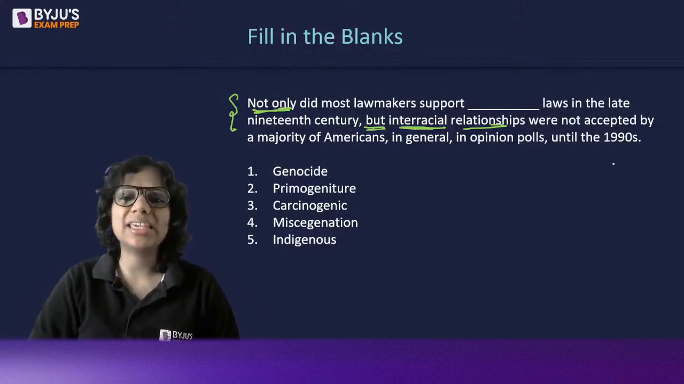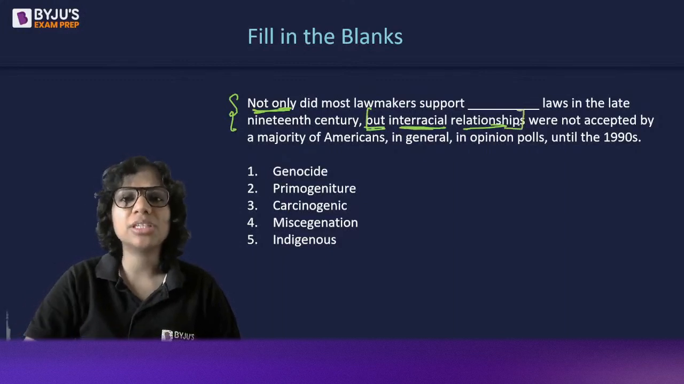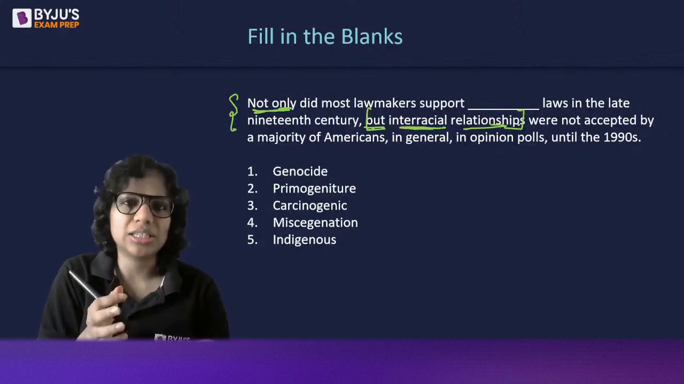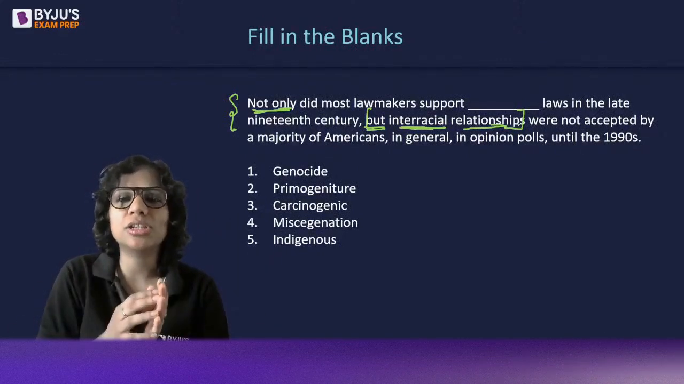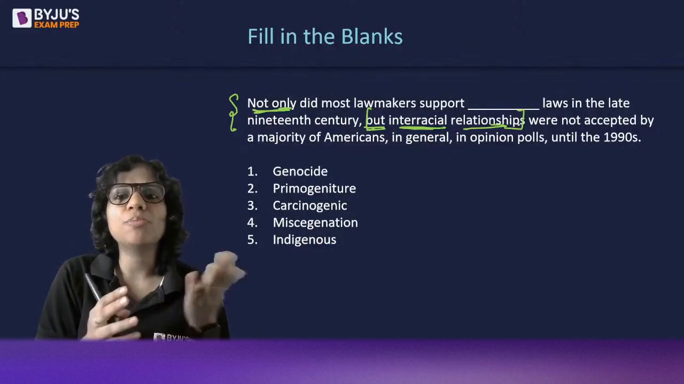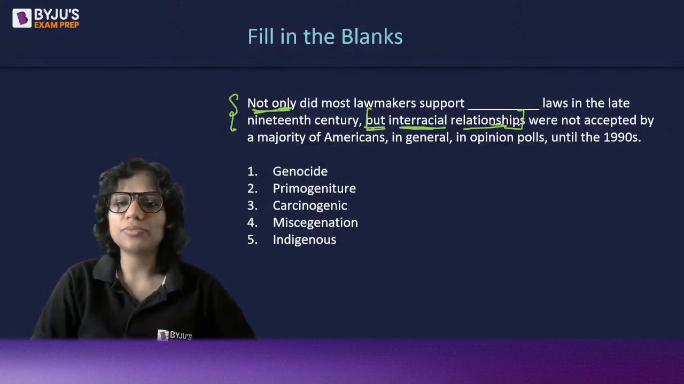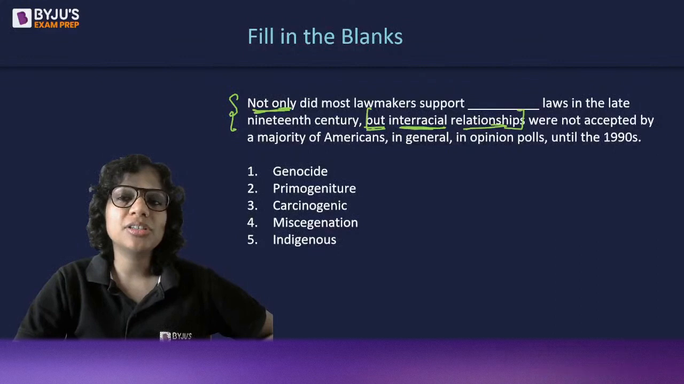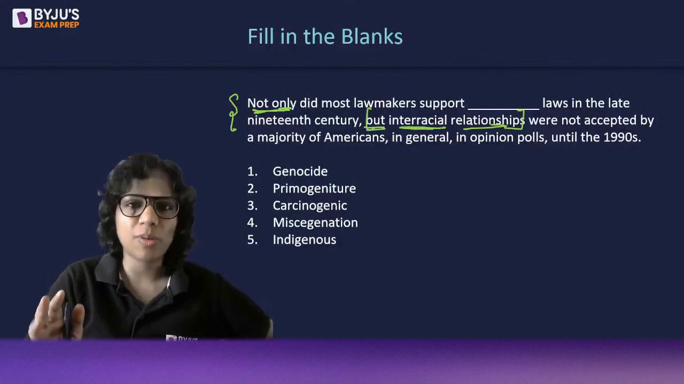So what am I saying here? I'm saying something about interracial relationships, basically relationships between people who come from different races. For instance, let's say one partner is black, one partner is white. So it's an interracial relationship. Okay. One partner is Asian, one partner is American, interracial relationship. So they were not accepted by a majority of Americans until the 1990s. So that means the word that I'm looking for has to do something with interracial relationships. This much I can be sure about.